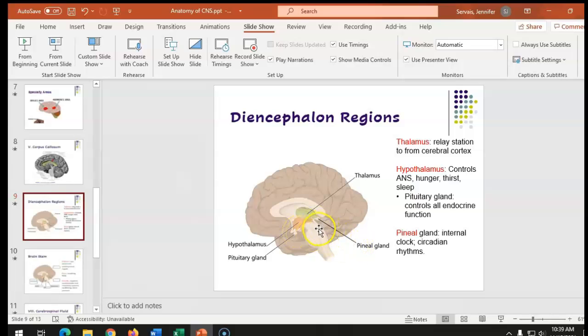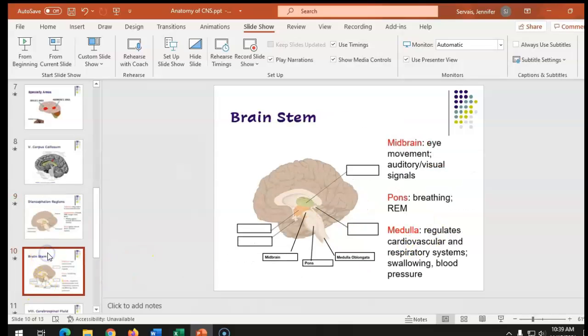The pineal gland is going to be your internal clock, or your circadian rhythm, so it's going to help control sleep-wake cycles. So when you're trying to sleep in on a Saturday morning and you get up at the normal time that your alarm would normally go off, you can blame your pineal gland for that. Your pineal gland releases a chemical called melatonin, something that you can get over the counter to help with sleep issues if you need it, but that is going to enhance the activity of the pineal gland.